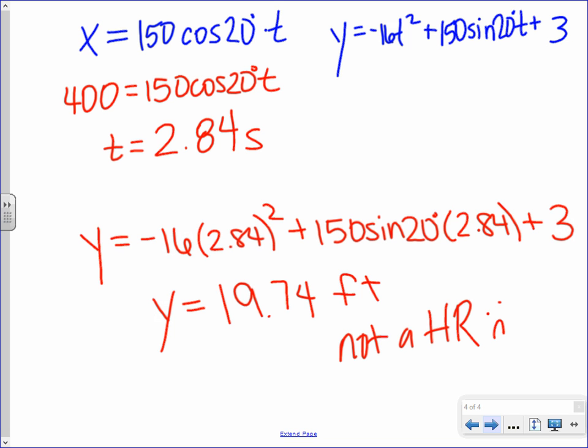It is possible that you will have to use the quadratic formula on your homework. Yes, you're going to use the quadratic formula. I think there's a problem, number 6, where you have to use the quadratic formula. Yes.